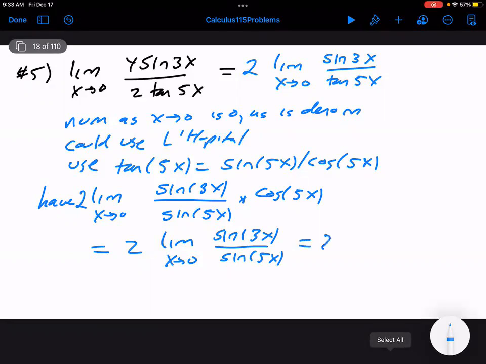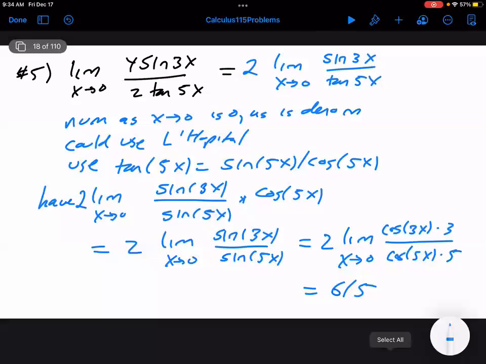This is just L'Hopital's rule. And it's the limit as x goes to 0. The sine of 3x, derivative of sine is cosine. So you have cosine of 3x times 3. You remember the chain rule, we have to take the derivative of the 3x, and the bottom will be the cosine of 5x times 5. So it's just going to be 6/5.